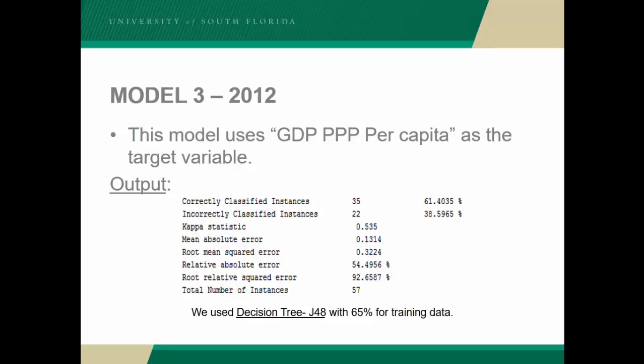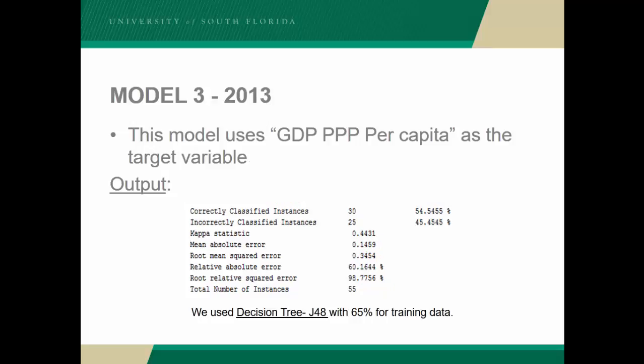Next we will go to the model where we are trying to predict GDP PPP per capita, and we have used decision tree J48 with 65% of training data, and we have got 61% as the accuracy. This actually is for the 2012 data.